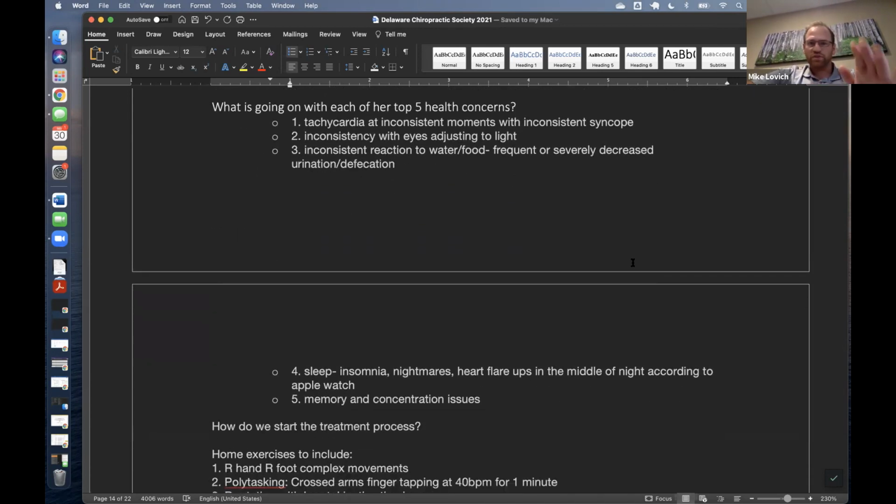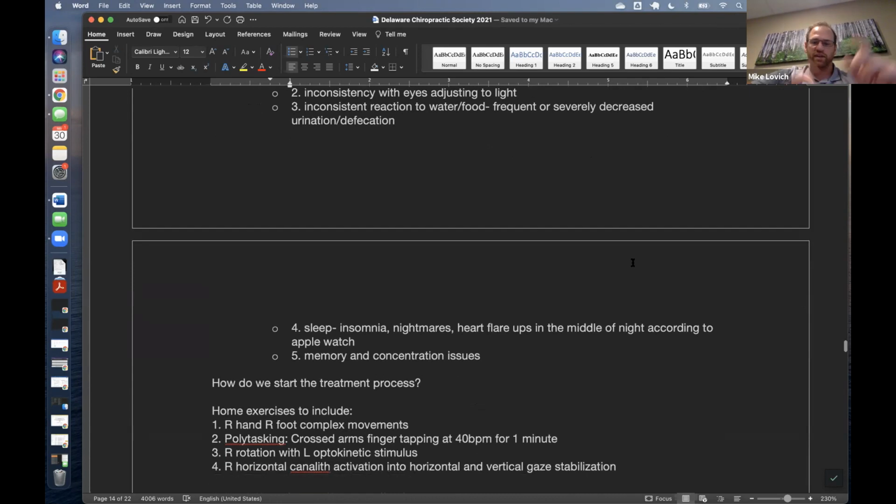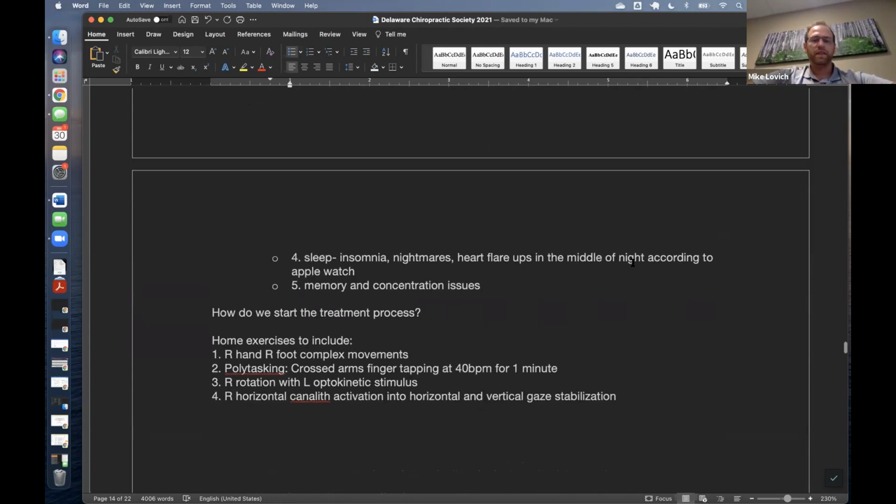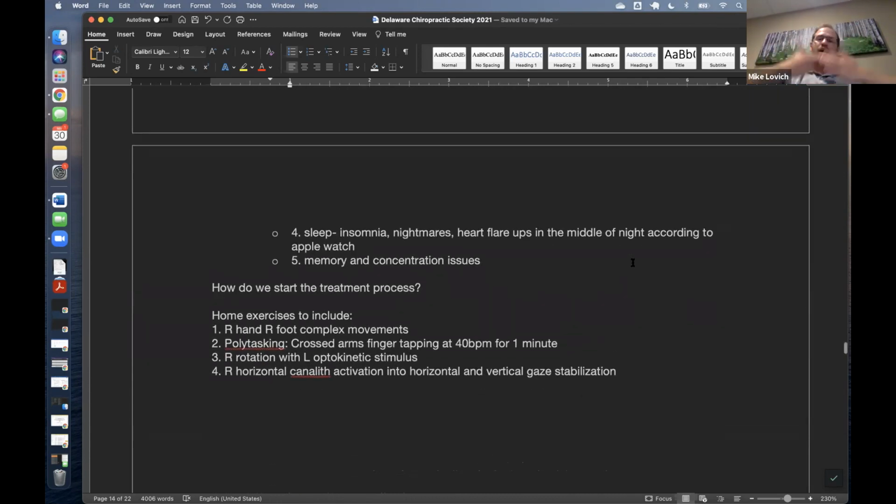So we just went through what's going on with each of her top 5 health concerns. We kind of went out of order here. So how do we start the treatment process? This is what I do to work with a POTS patient. I start the treatment process by giving a home exercise program. I do not want them to be doing exercises at home that are so complicated that it can make them worse. But I do want them doing exercises that are very easy to do, because we want their brain to start building pathways immediately.